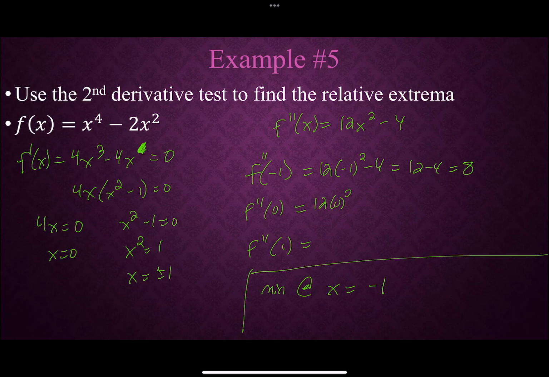Plug in 0. We get a -4, which means we have a maximum. So we have a max at x equals 0. And then we plug in +1.